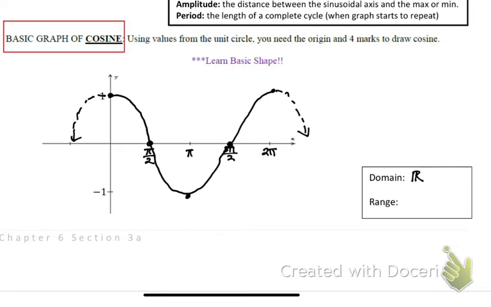So are we always going to be using pi or 2 pi? For today. Okay. For today.